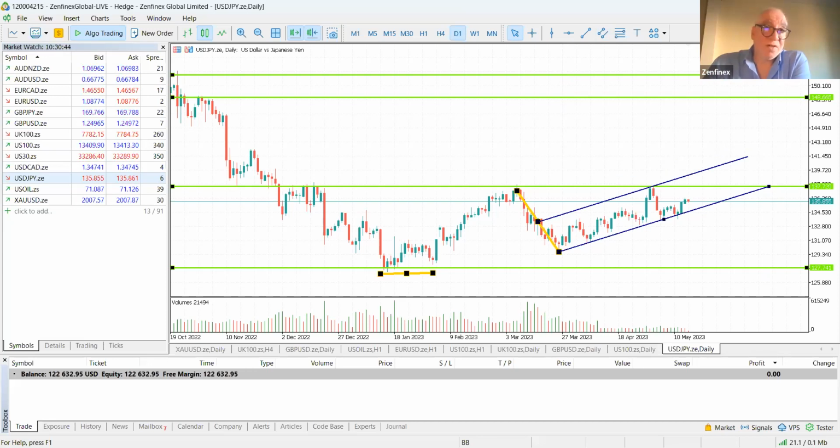Depending on whether you want to call it strength in dollar or weakness, it doesn't matter. The chart is pointing upwards. As soon as it hit this level here at 137.72, it retraced, but it maintained this upward channel. So we have an interesting area here.